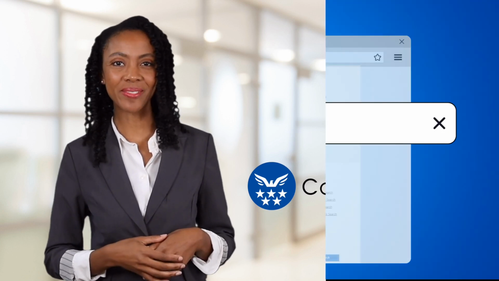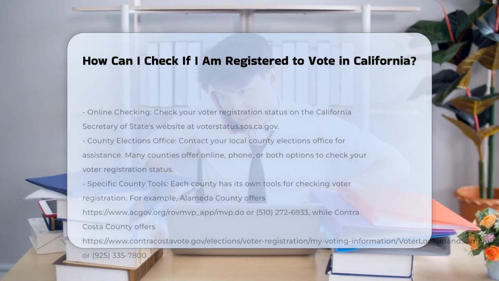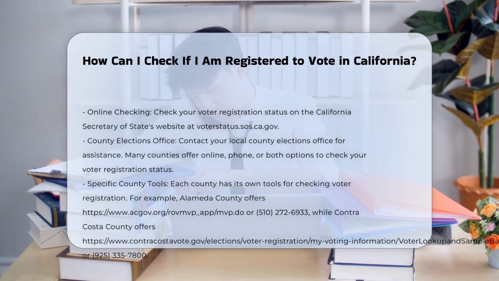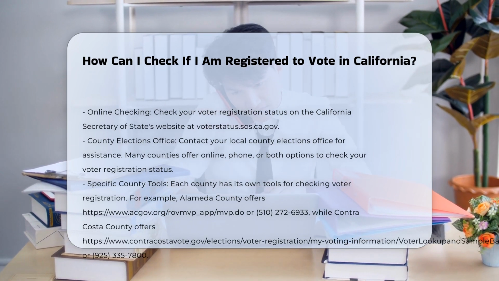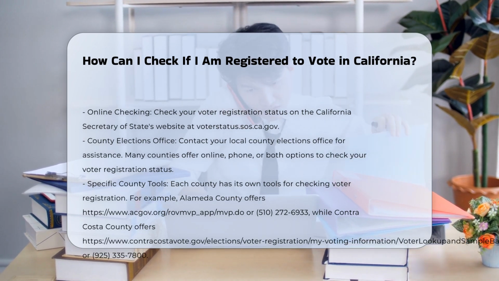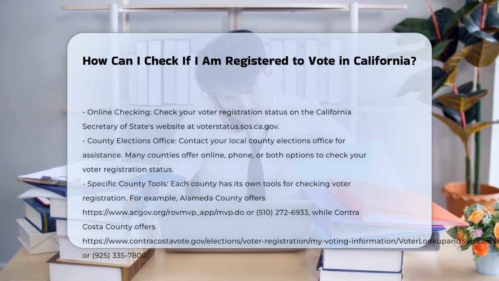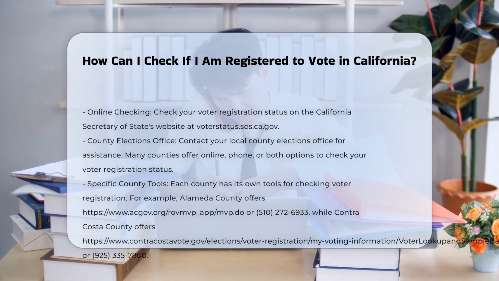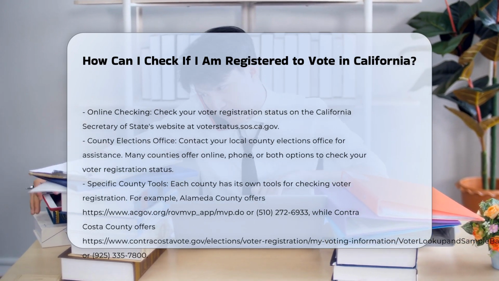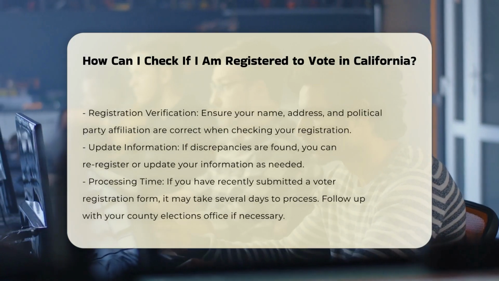Let's get started. How can I check if I am registered to vote in California? To check if you are registered to vote in California, you have several convenient options available. Online checking. You can start by visiting the California Secretary of State's website, where you can check your voter registration status online. The website provides a simple and straightforward tool to confirm your registration. You can access this service at voterstatus.sos.ca.gov. If you prefer, you can also contact your local county elections office for assistance.